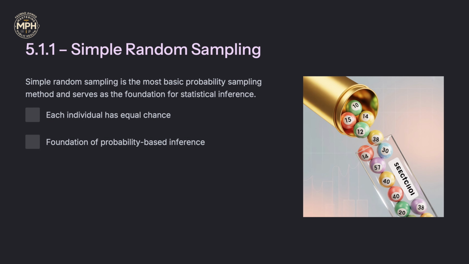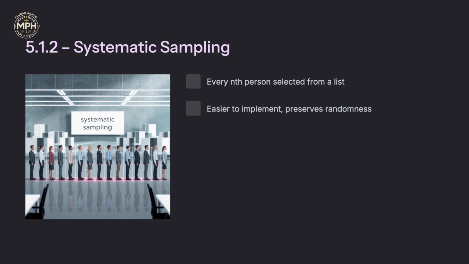Now let's look at 5.1.1, Simple Random Sampling. This is the most basic probability sampling method. Everyone in the population has an equal chance of being selected. In 5.1.2, systematic sampling, we select every nth person from a list. This is easier to implement than random sampling, but still preserves randomness.